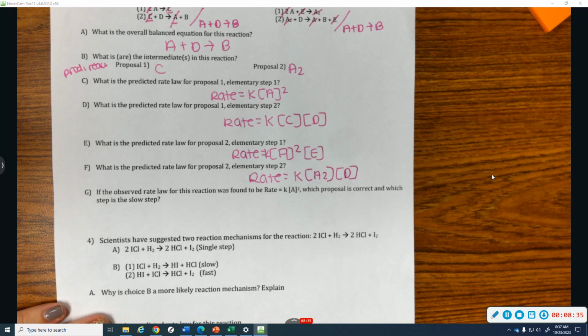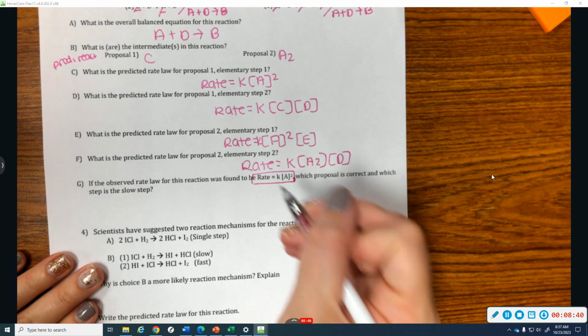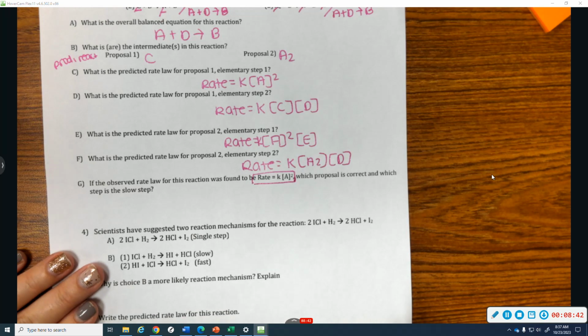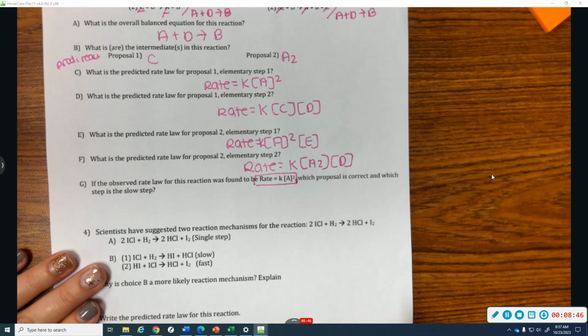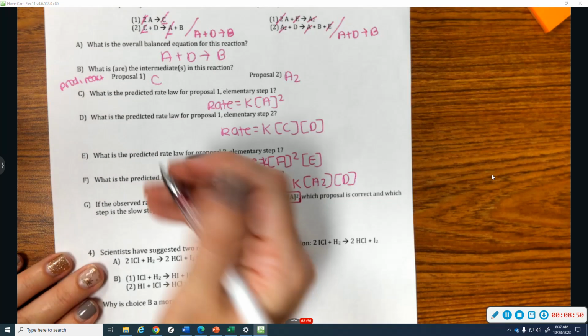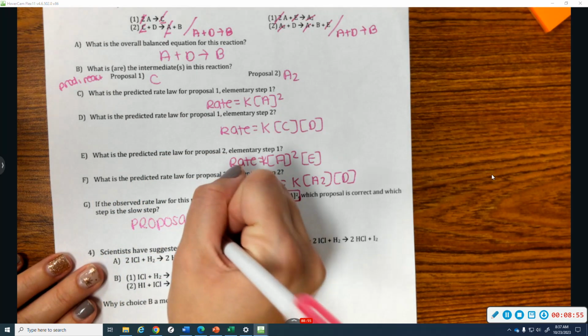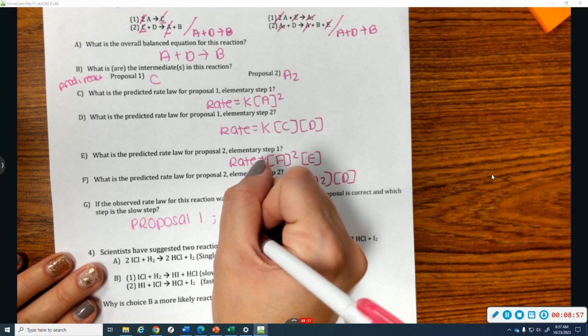So G, if the observed rate law for this reaction was this. So this is the rate law for the whole reaction. Which proposal is correct and which one is the slow step? If that's the rate law for the whole reaction, that matches this. So proposal 1 is correct. And the slow step is step 1.